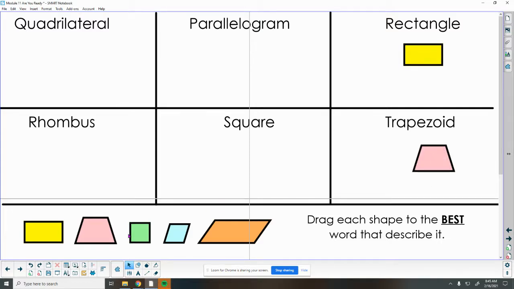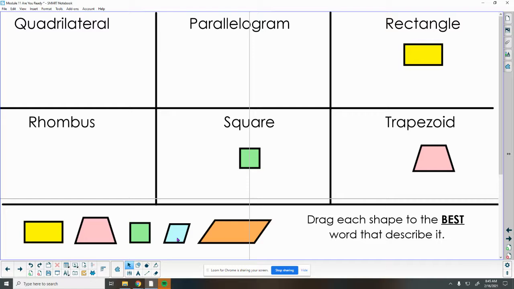Let's come to our green one here. So we know it's parallel on both opposite sides. It has four right angles and it has four equal sides. So it's very specific. This one is a square. Everything about it is the same. All the angles are the same and 90 degrees. The sides are the same. The sides are parallel to each other.